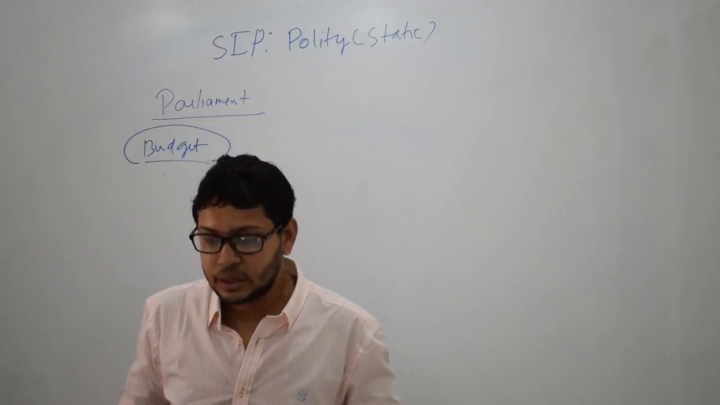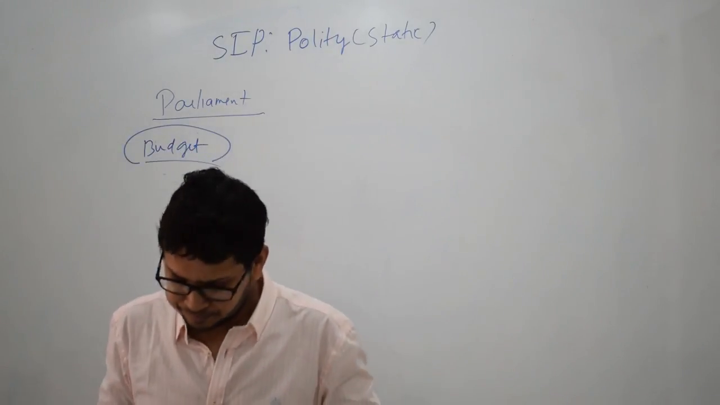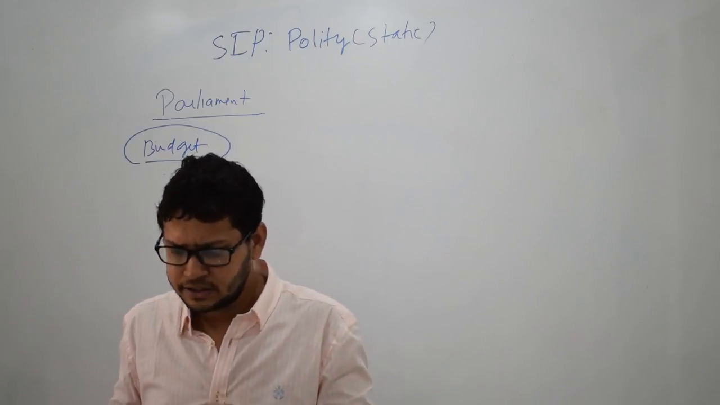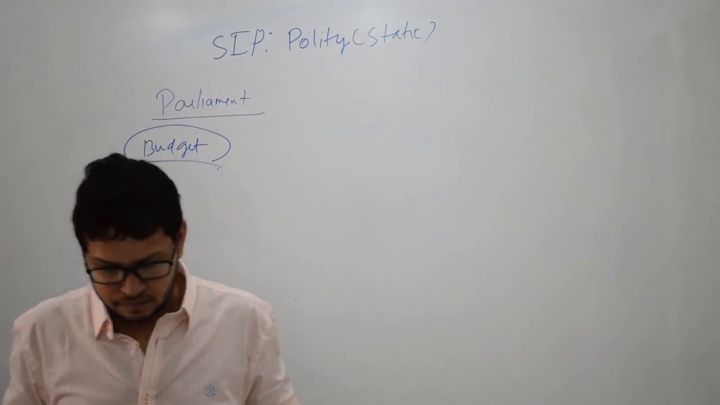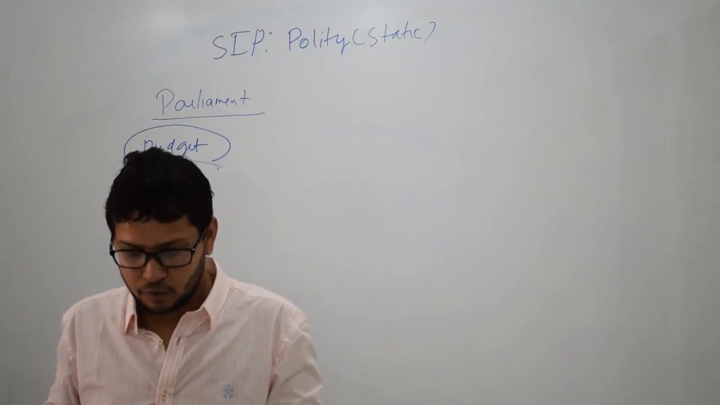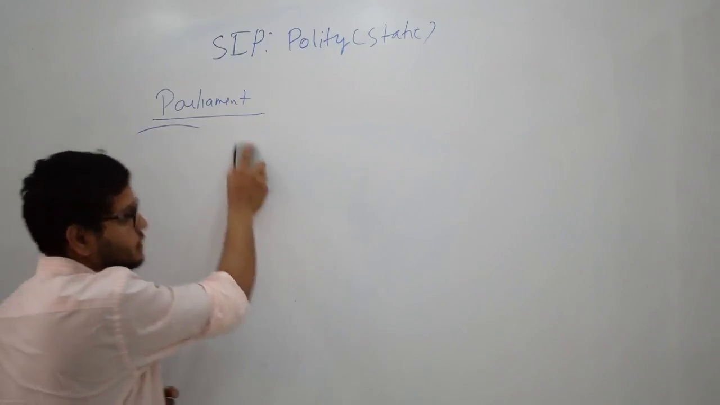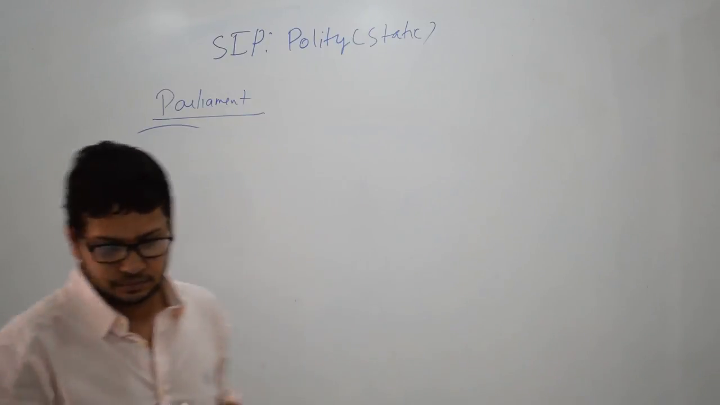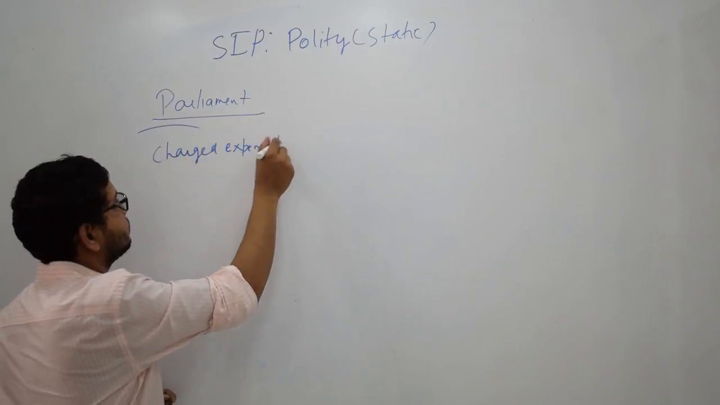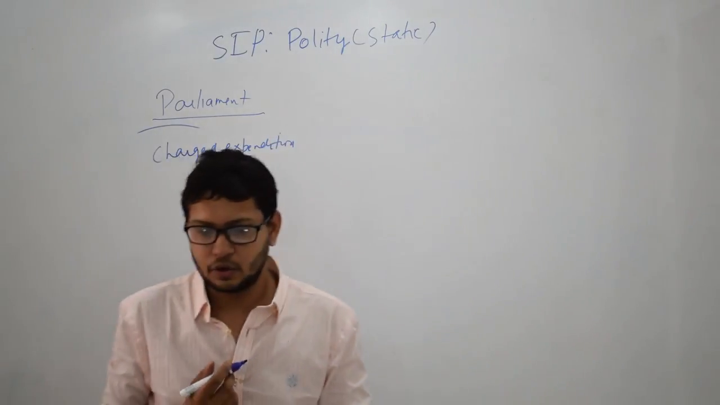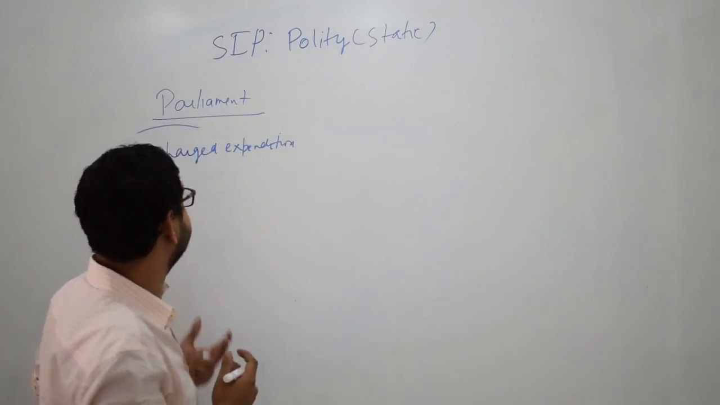Also, the budget shall distinguish expenditure on revenue account from other expenditure. And fifthly, the estimates of expenditure in the budget shall show separately the expenditure charged on the Consolidated Fund of India and the other expenditure from the Consolidated Fund of India. Now, next we need to understand the difference between charged expenditure and uncharged expenditure. When we talk of types of expenditure in the budget, there are two types: one is charged and another is uncharged.